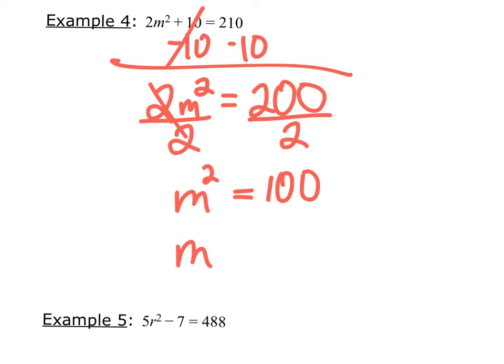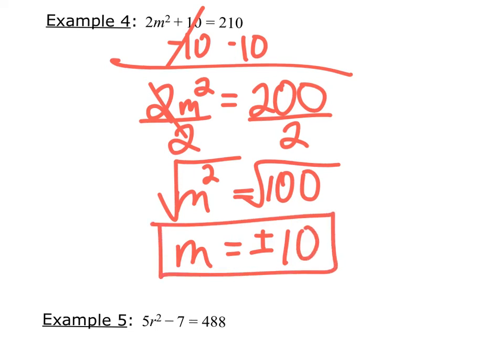Now to get the m by itself, again, the opposite of squaring a number is taking the square root. So we're going to take the square root of both sides. And 100 is a perfect square because 10 times 10 is 100. So the square root of 100 is 10. But again, don't forget it's plus or minus. So you would have two answers there, positive 10 and negative 10.